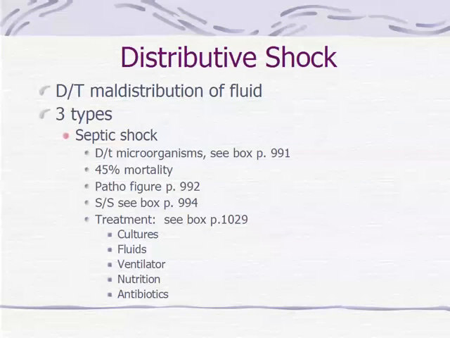Treatment is in a box on page 994. You'll have cultures, fluids, the ventilator, nutrition, antibiotics as part of your treatment. Your diagnostic criteria are on page 993. Definitions between sepsis and septic shock are on page 991. Your precipitating factors are on page 992. Evidence-based practice for treatment of septic shock is on 997, and your nursing diagnoses on 996.